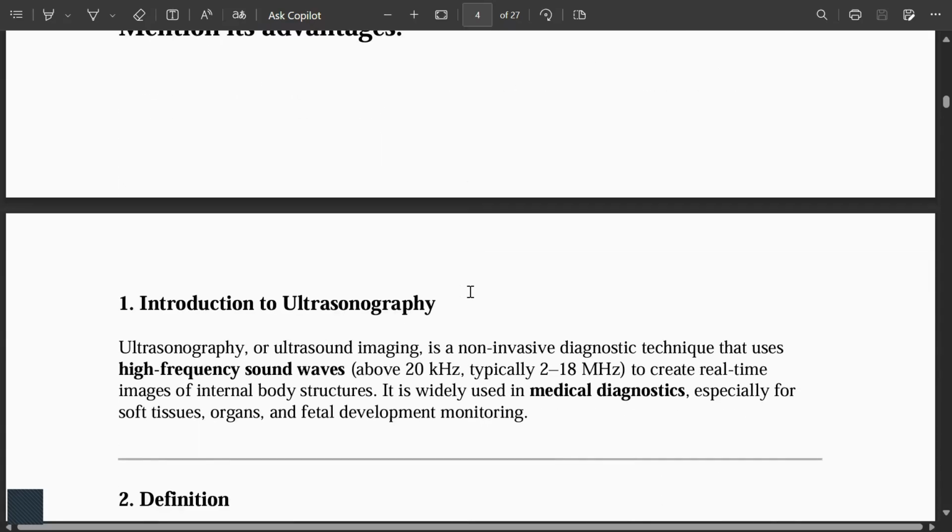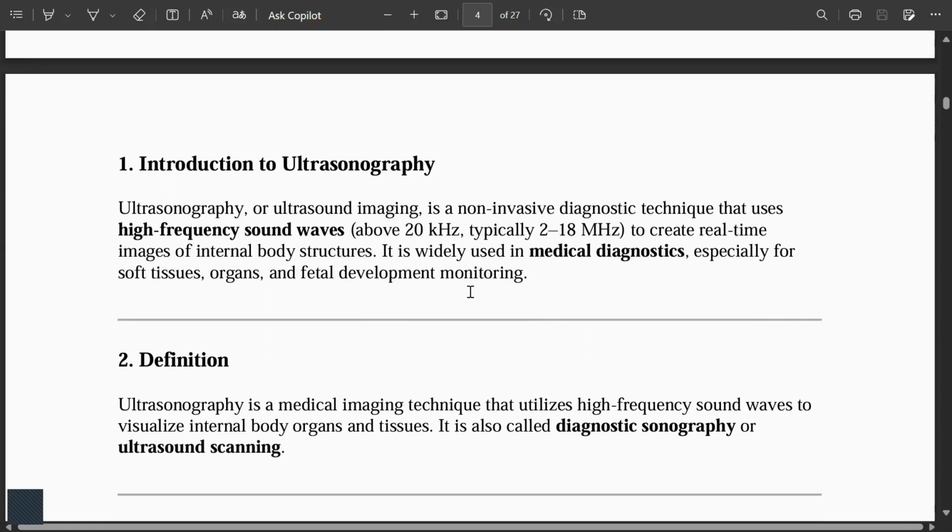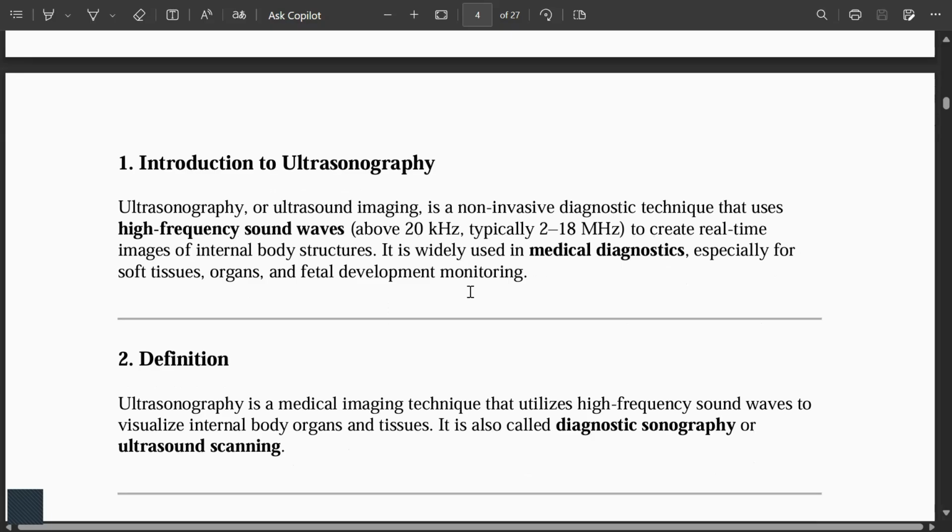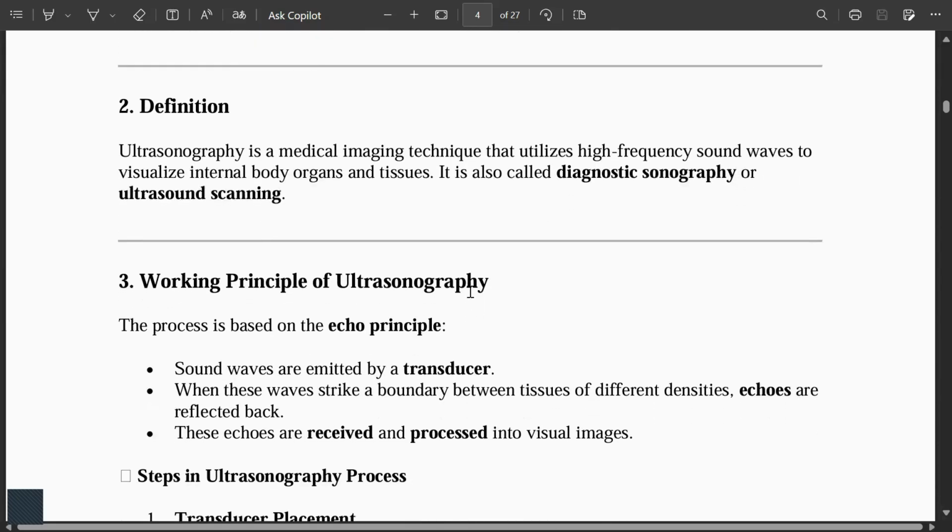The next question is to explain the principle and working of ultrasonography and mention its advantages. Ultrasonography is a non-invasive diagnostic technique that uses high frequency sound waves, above 20 kilohertz, to create a real-time image of the internal body structure. It is widely used in medical diagnostics, especially for soft tissues, organs, and fetal development monitoring. The correct definition is: ultrasonography is a medical imaging technique that utilizes high frequency sound waves to visualize the internal body, organs, and tissues. It is also called diagnostic sonography or ultrasound scanning.